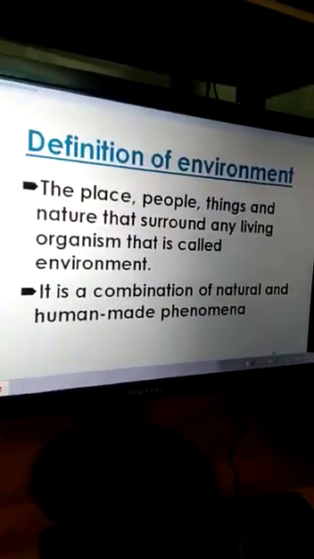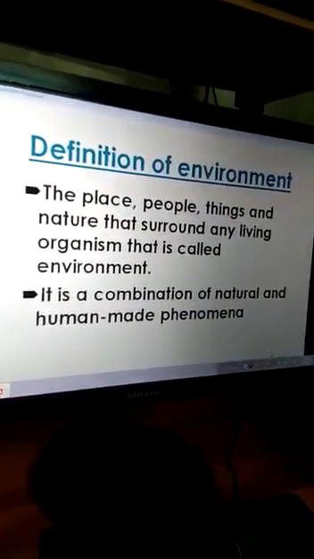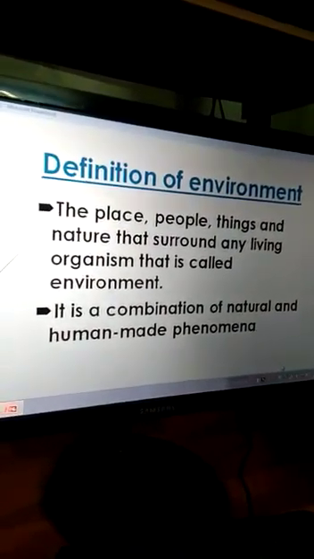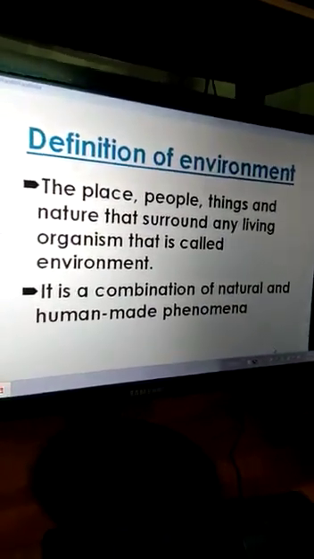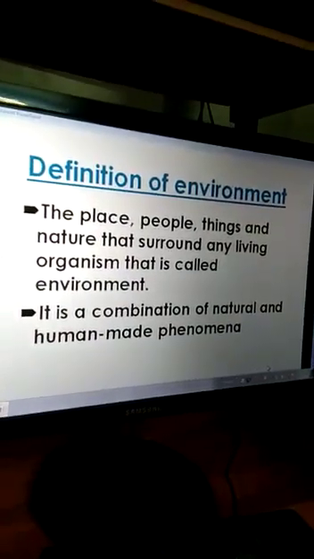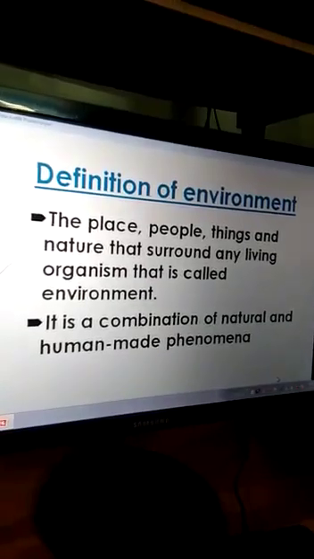So let us discuss the definition of the environment. Environment is the place, people, things and nature that surround any living organism. And environment is a combination of natural as well as human-made phenomena. I am telling again, it is a combination of natural as well as human-made phenomena. Each and everything, the people, place, anything which is surrounding any living organism, that is environment.